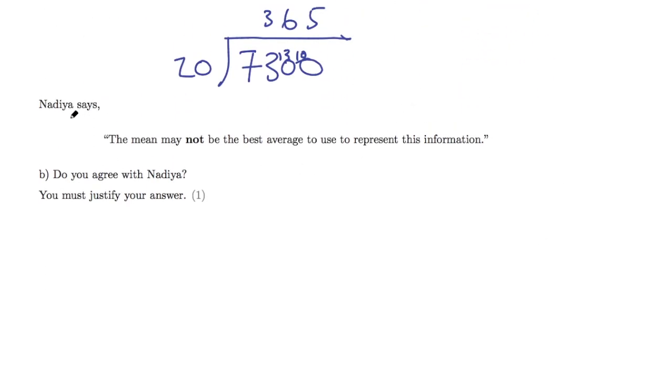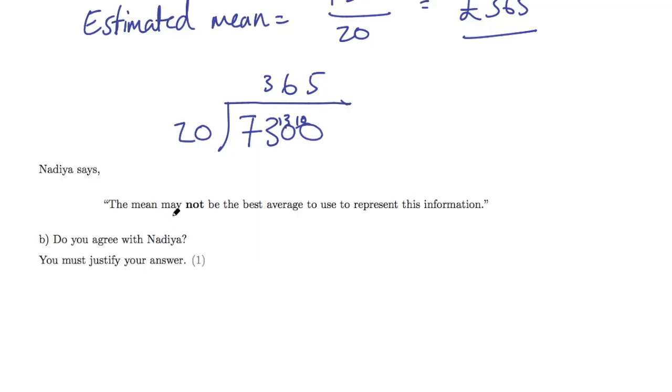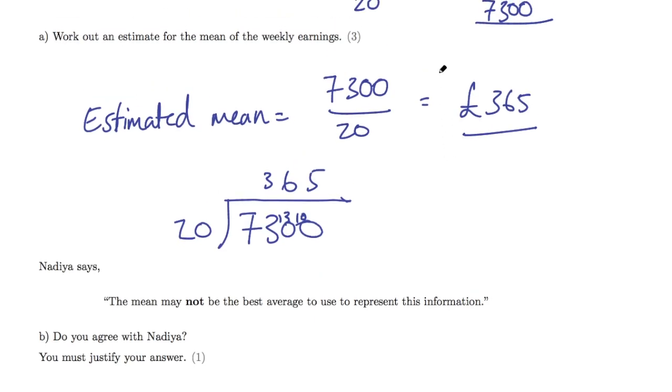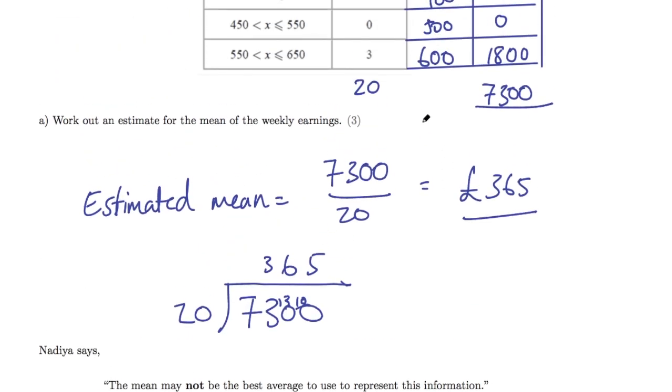So part 2 says, Nadia says the mean may not be the best average to use to represent this information. Do you agree with Nadia? You must justify your answer, and this is 1 mark, so you probably just need to write 1 sentence clarifying whether you agree or disagree and why.